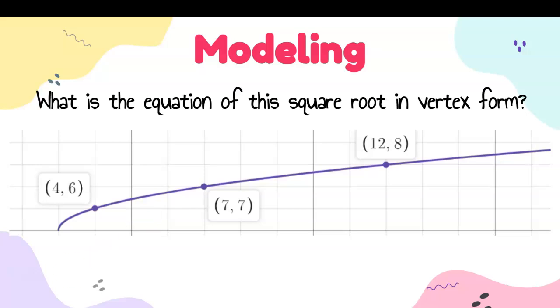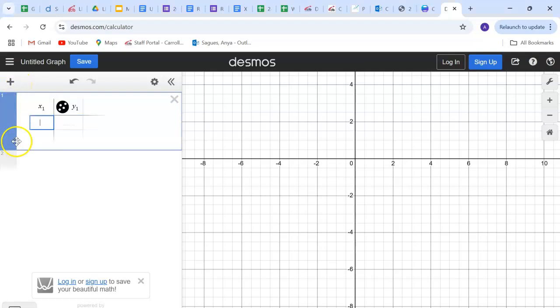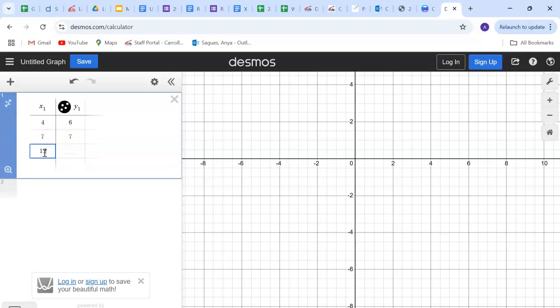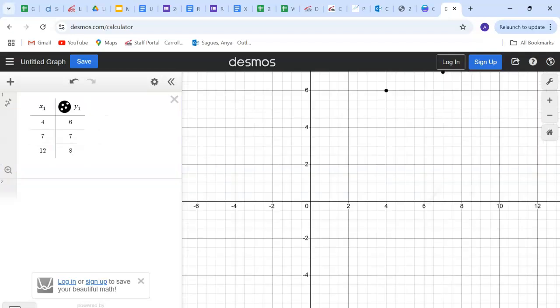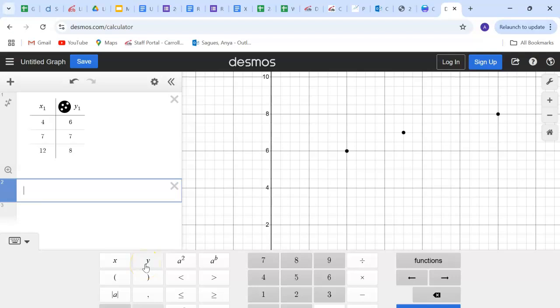I am going to go back to Desmos. I am back in Desmos. I want to make a table. I go to add item, table, and then I have to put down the points that we had. So we had 4, 6, 7, 7, and then 12, 8, I'm pretty sure. Yeah. So since this was a square root function and they wanted us to write it in vertex form, I am going to use the vertex form that we had.